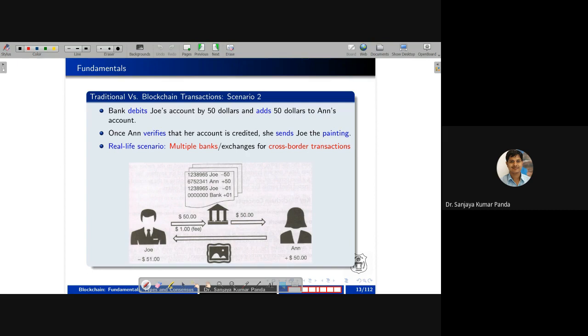But in the real-life scenario, as I said, exchange charges are there, transaction charges are there. Sometimes you have to make a transaction between two different banks, and the two banks are not residing in the same country. So in that case, it is very, very challenging for you to make a transaction.